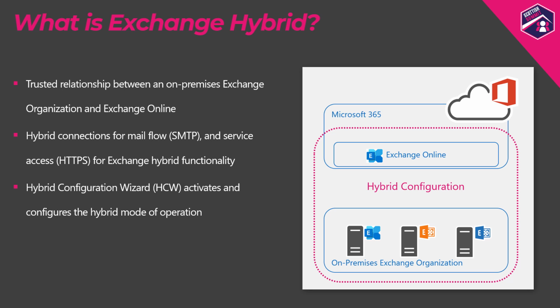The hybrid configuration itself is activated using the Hybrid Configuration Wizard, a small tool which we dig into detail later, which activates the hybrid configuration in both organizations and configures the so-called hybrid mode of operation. And besides this, the Hybrid Configuration Wizard configures all the required additional requirements like OAuth authentication, enabling the MRS proxy on your EWS endpoint in the on-premises environment, and so on.